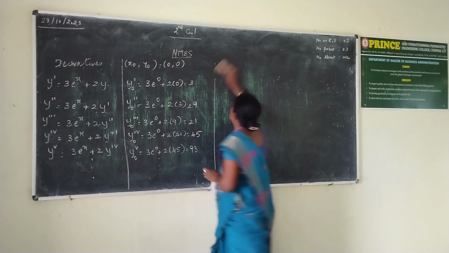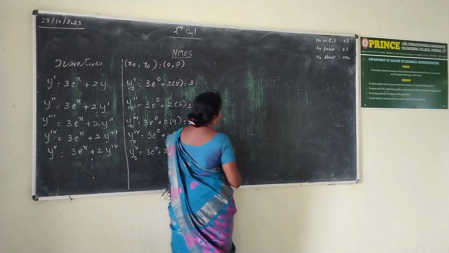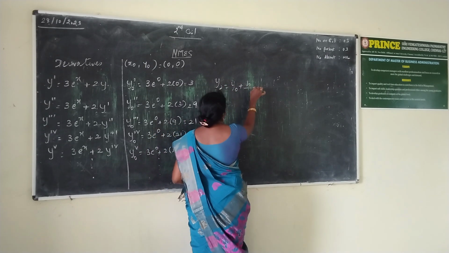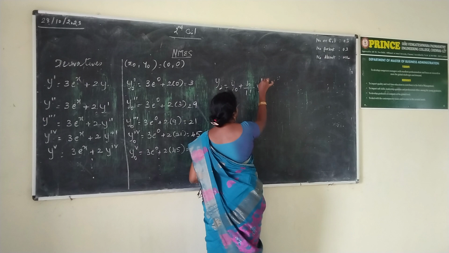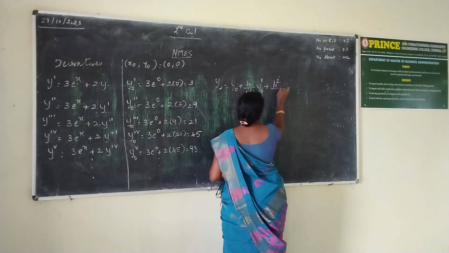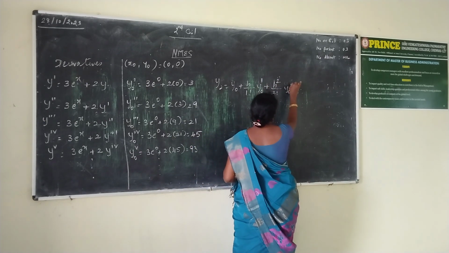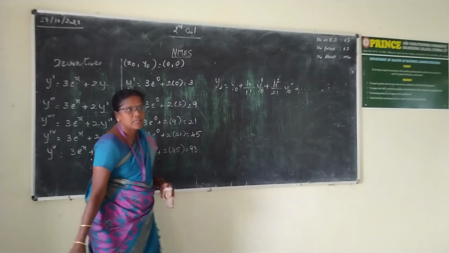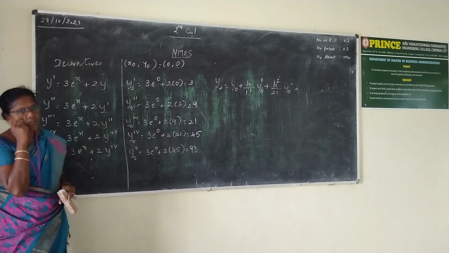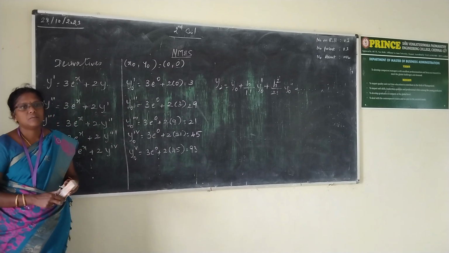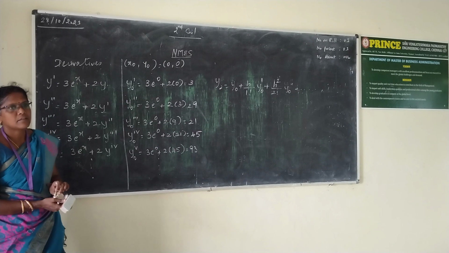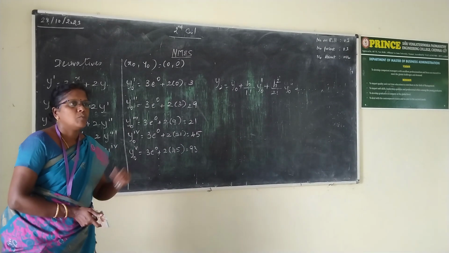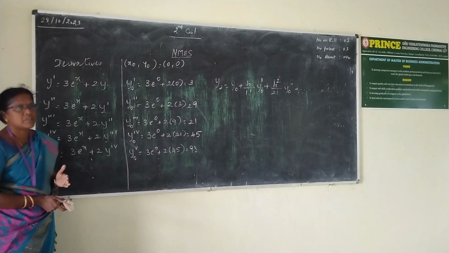So y2 is equal to y0 plus h by 1 factorial y0 dash plus h square by 2 factorial y0 double dash, etc. Same formula only. But what will be the difference? The interval. How do I identify the interval? The difference between x0 and x2 in the problem.